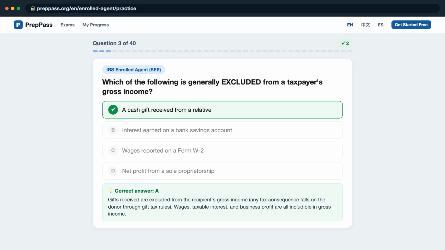Gifts received are excluded from the recipient's gross income. Any tax consequence falls on the donor through gift tax rules. Wages, taxable interest, and business profit are all includable in gross income.